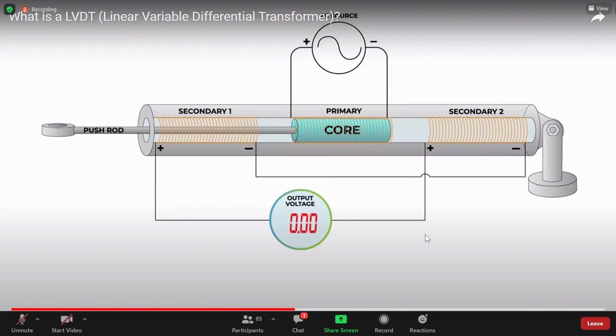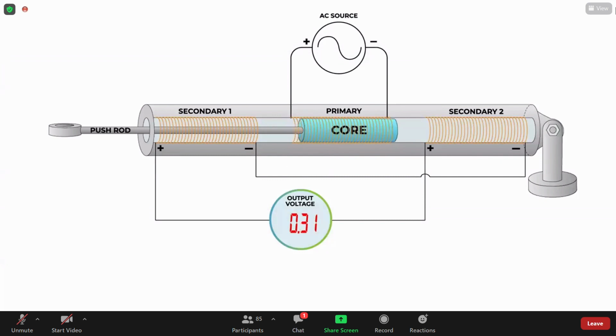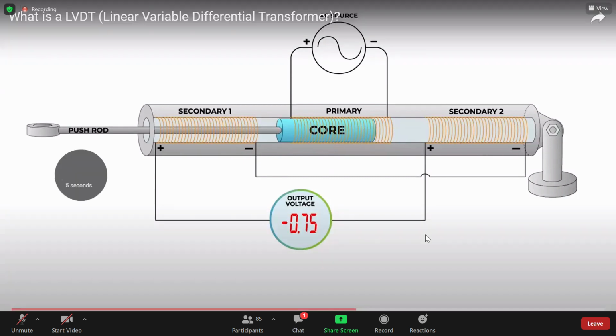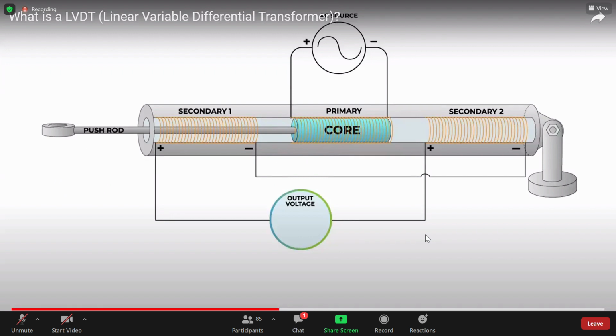With the core at dead center, no voltage appears at the secondary output. But as soon as the core moves, by even the smallest amount, a differential voltage is induced at the secondary output. The phase of the voltage is determined by the direction of the core's displacement, while the amplitude is determined more or less linearly. If you observe, if you move the core towards right, you are getting positive voltage. When the core lies at exactly the middle position, you will get zero output. If you move the core towards secondary two, you are getting positive voltage.